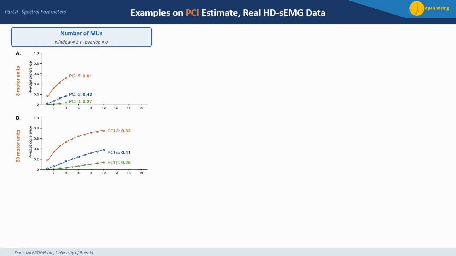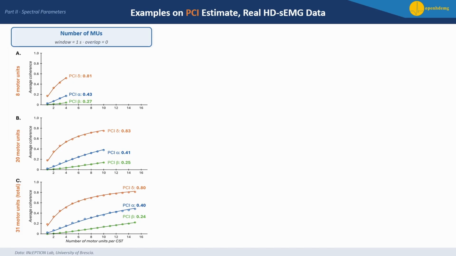If we increase the number of motor units, we got a better estimate, higher values especially for the delta band. And okay, this one is good, but we need a good PCI estimate that reaches a saturation on the curve. That is happening when we add all the motor units inside. And you can see from comparing the curves, in the third case, we have a better estimate, especially for the delta band. And it's already reaching a saturation and having a strong PCI estimate.